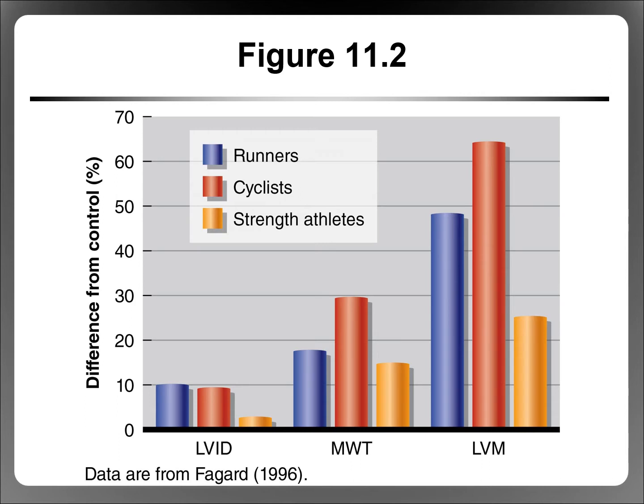So looking here, we have a comparison in runners, cyclists, and strength athletes. We can see individuals that go through training cycles, be it runners, cyclists, and strength athletes. You're going to get the most change in individuals that do high amounts of cardiovascular activity. In this situation, we can see the largest changes occurring in the cyclists, the next largest in the runners, and the smallest amount in the strength athletes. This makes sense.